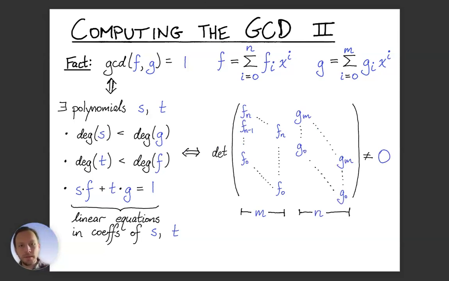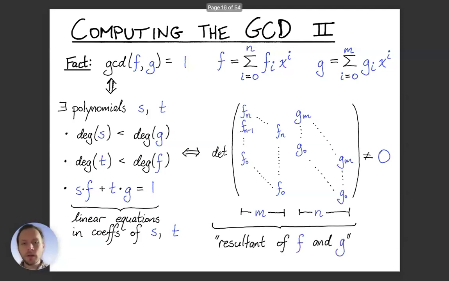You look at the left-hand coefficient matrix of this linear system, which, when you write it down, looks like this. You have one parallelogram formed by the coefficients of f, and you have a second parallelogram formed by the coefficients of g. And you want to check if this matrix is invertible, which is the same as checking if its determinant is non-zero. And this is actually a very well-studied quantity in algebra called the resultant of f and g. This has been investigated by mathematicians for well over 100 years.